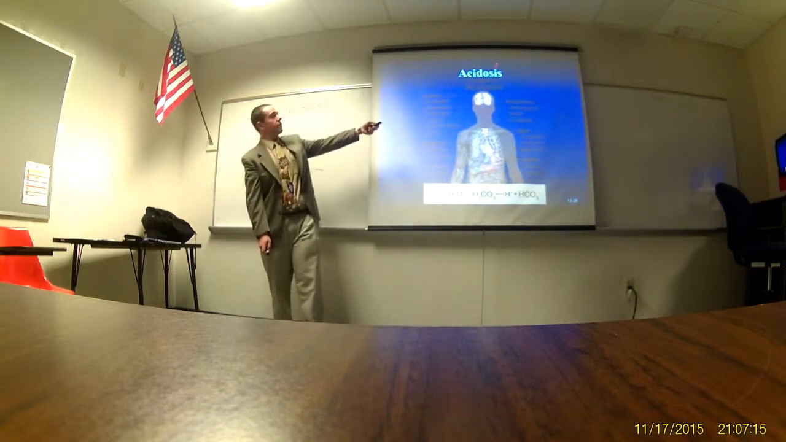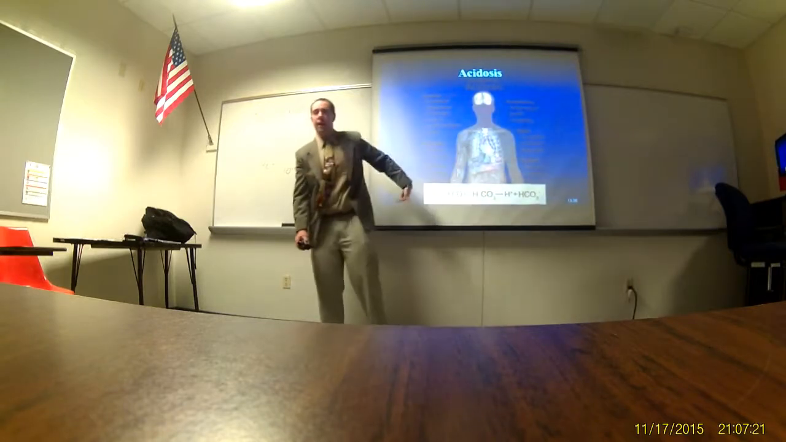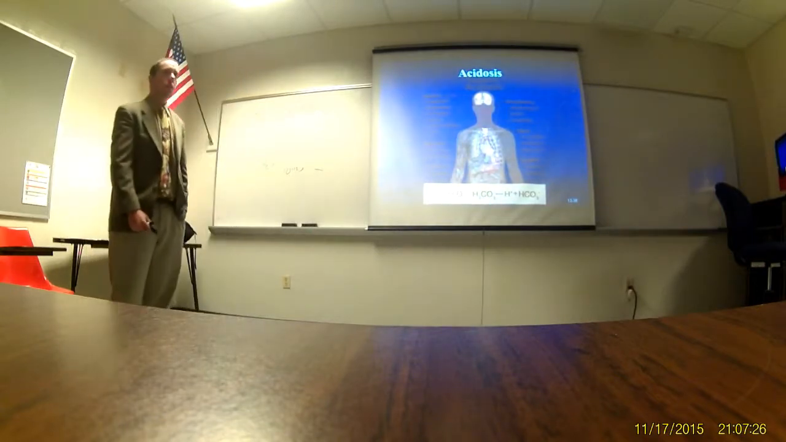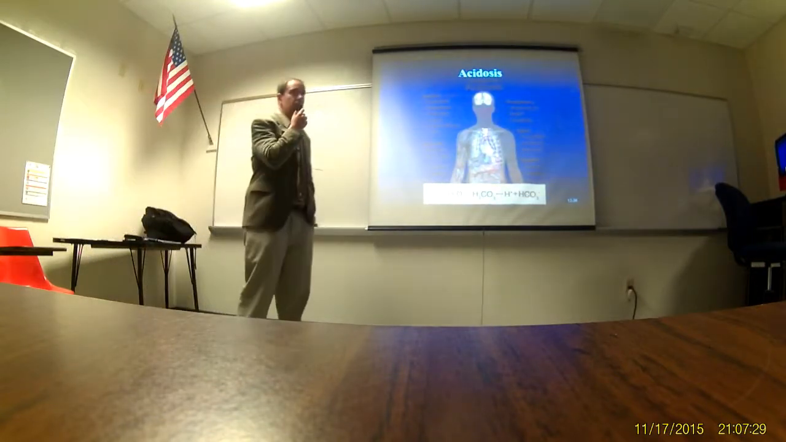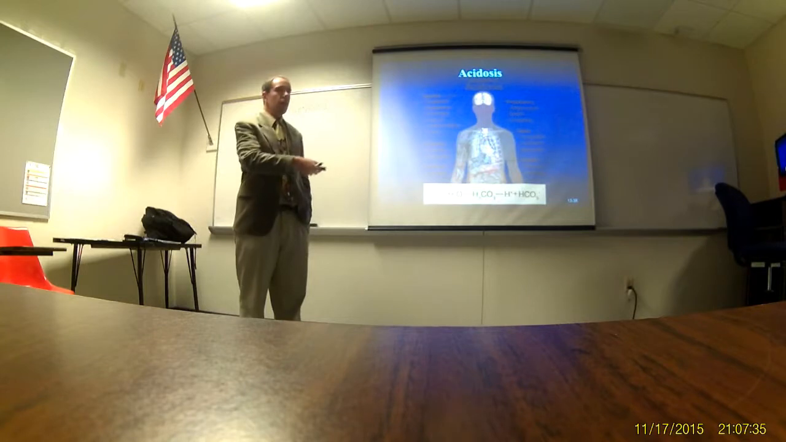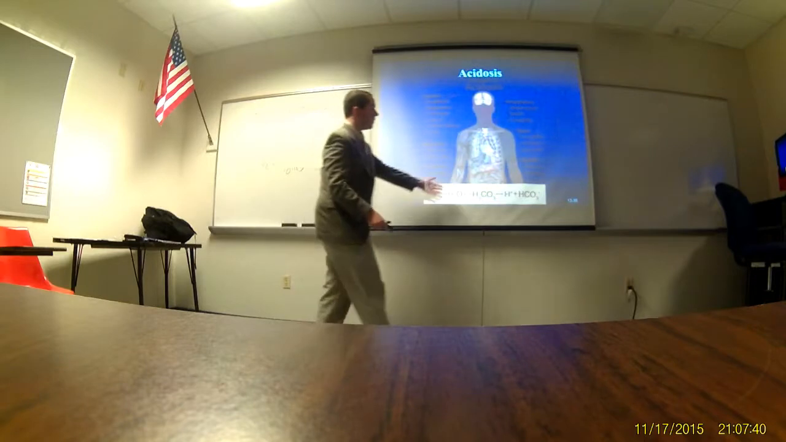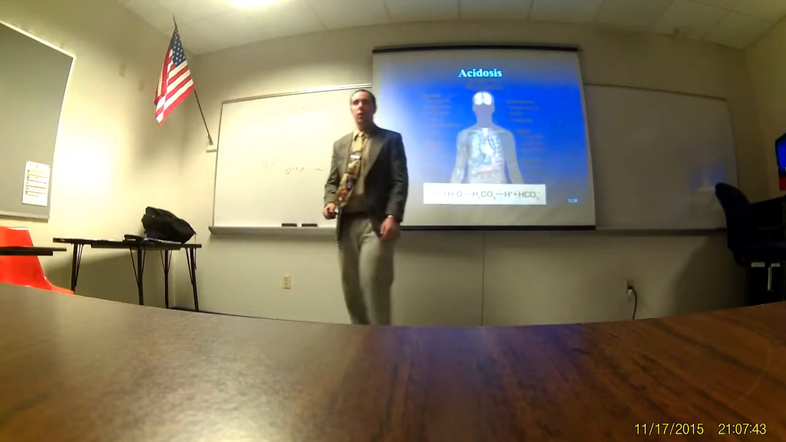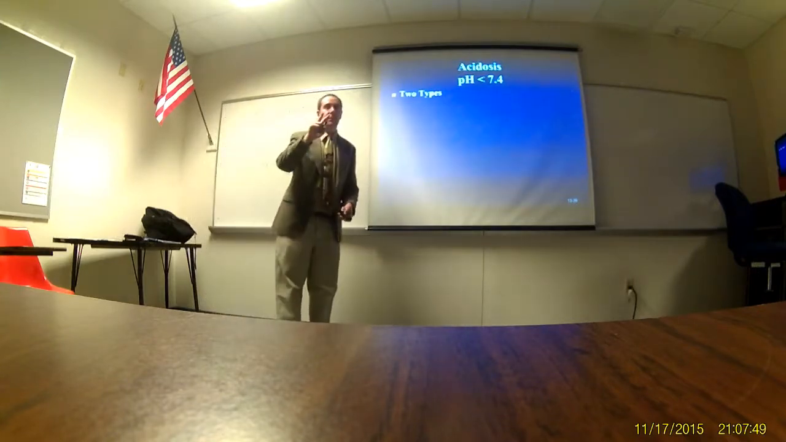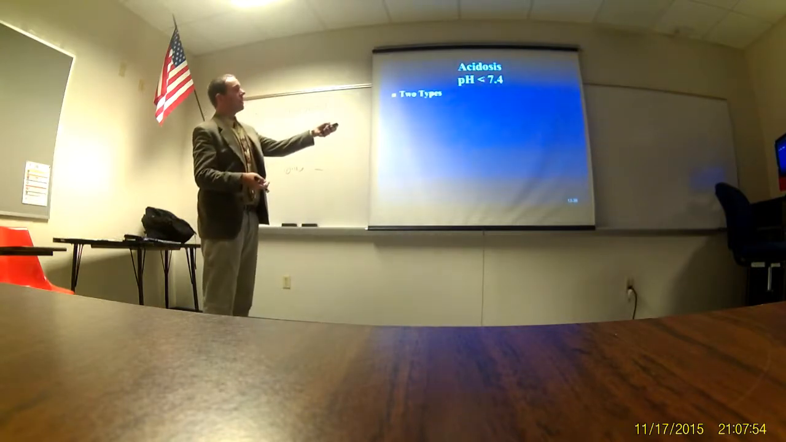Okay? So, say you have acidosis. You're supposed to be here. Which way have you shifted on that equilibrium? You have too much acid. If you have too much acid, you have too much H+. So you're supposed to be here, you shifted over here. There are two types of acidosis, and it depends on what's causing it. If you're acidotic, your pH is going to be less than 7.4.